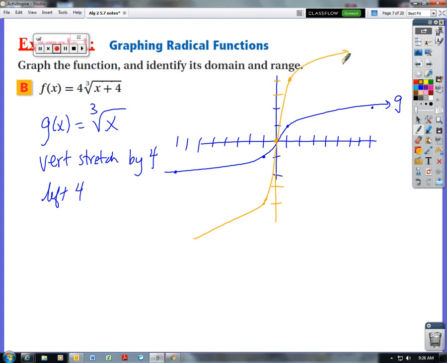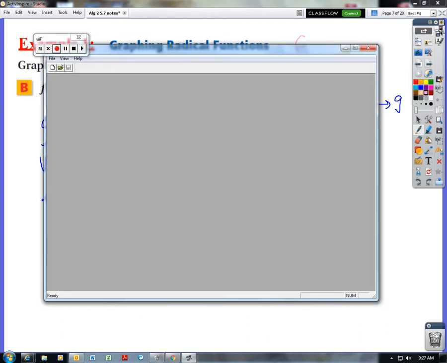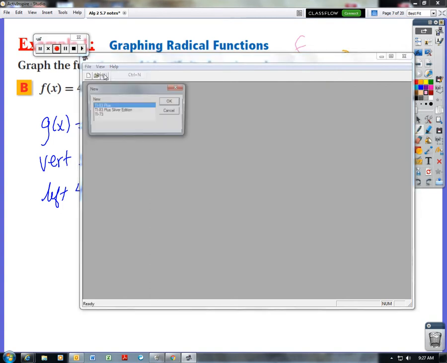So that's a stretch of 4, and then we have to move it left 4 units. 1, 2, 3, 4. Oh, it didn't change color, did it? This one's going to go right there. This one's going to go left 4, 1, 2, 3, 4. So essentially, it looks like that. This is your final function f. So that's how you would graph it by hand. Of course, we will go to the calculator as well, so that you can see, and this will verify.